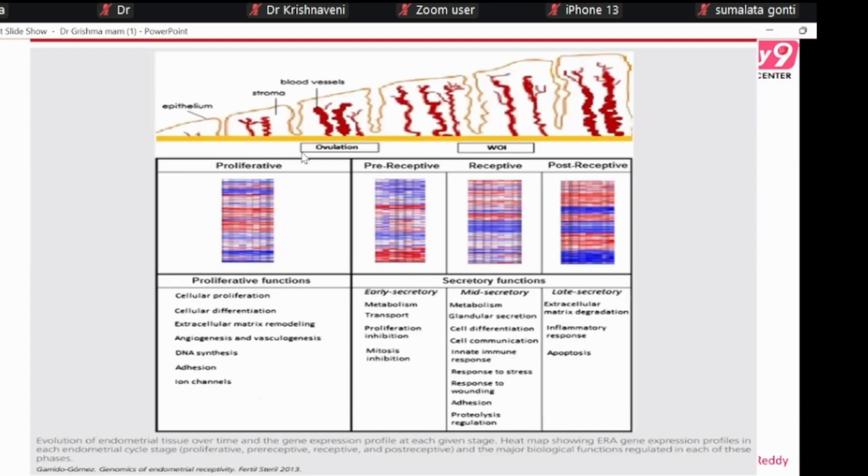Whenever we do an ERA, the endometrial receptivity array, we get to know whether it is a proliferative endometrium, pre-receptive endometrium, receptive endometrium, or post-receptive endometrium. So what all will happen during the proliferative phase, the early secretory phase, mid secretory, and late secretory phase?